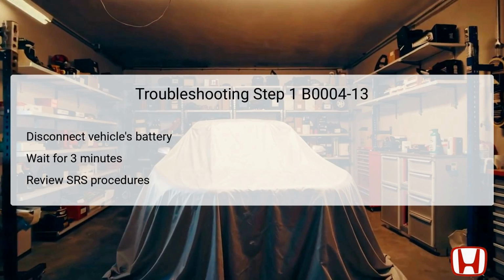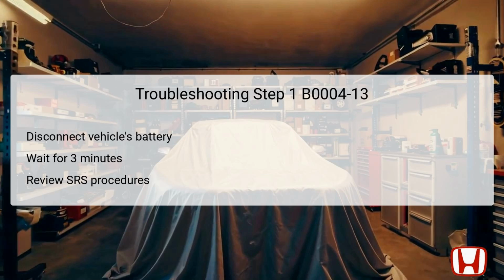The first step in troubleshooting the DTC B0004-13 involves safely disconnecting the vehicle's 12-volt battery. This is a crucial precaution, as any work done on the Supplemental Restraint System, or SRS, including airbags and their components, can lead to unintentional deployment if proper procedures aren't followed.